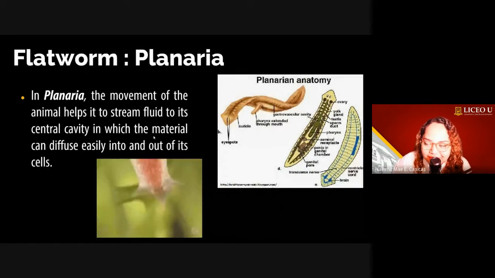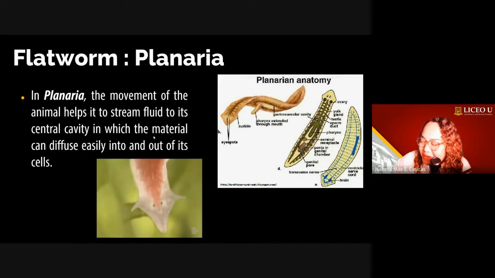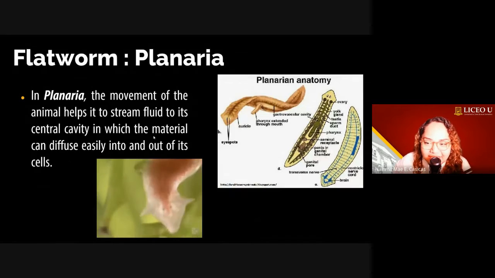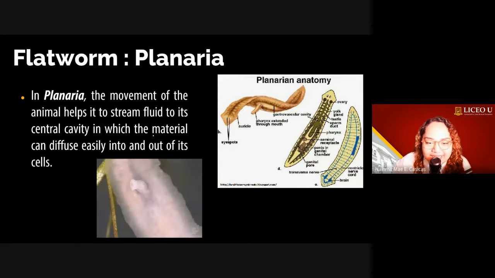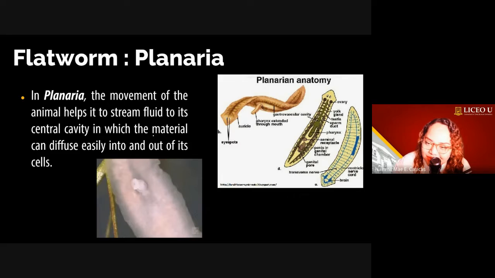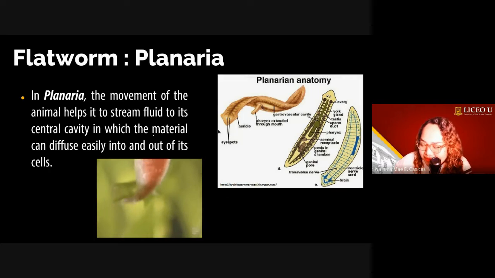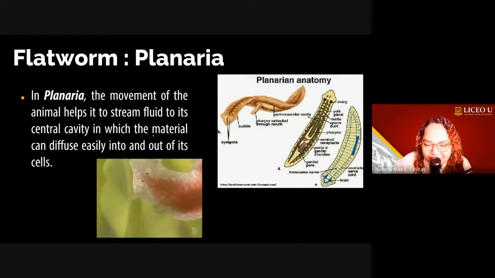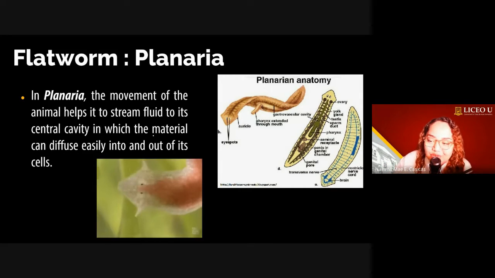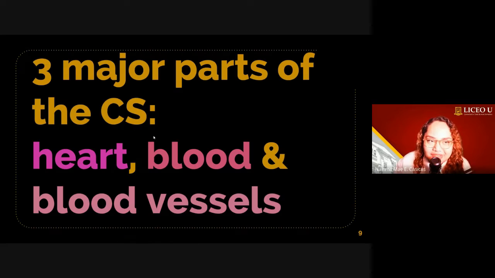For the planaria, like your flatworm, you can also see them in bodies of fresh water as well. The movement of the animal helps it to stream fluid to its central cavity, in which the material can diffuse easily into and out of its cells. So again, its circulatory system is not really that complex. It's sort of like the digestive system and its circulatory system are in one, or they are combined. So this is not like in complex animals.